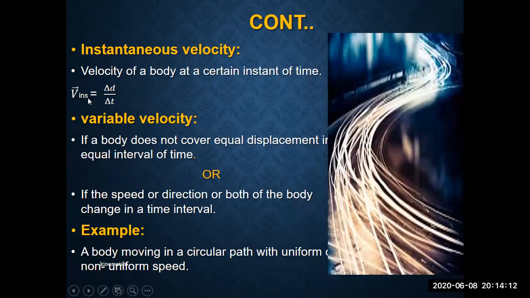It is represented by d and arrow over v. Instantaneous velocity is calculated over a very small interval of time. What is the variable velocity? If a body does not cover equal displacement in equal intervals of time, if the speed or direction or both of the body change in a time interval, that is also called variable velocity.